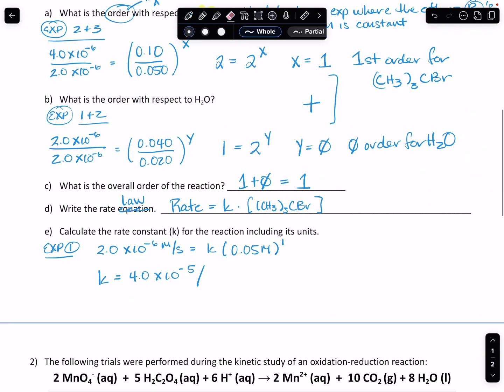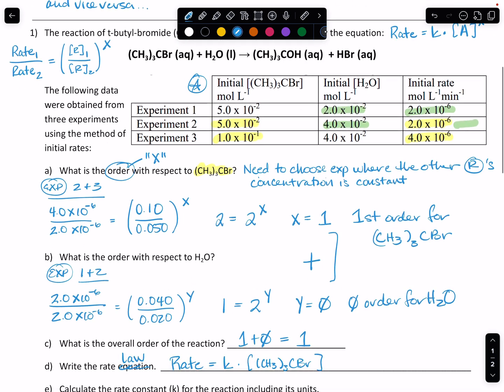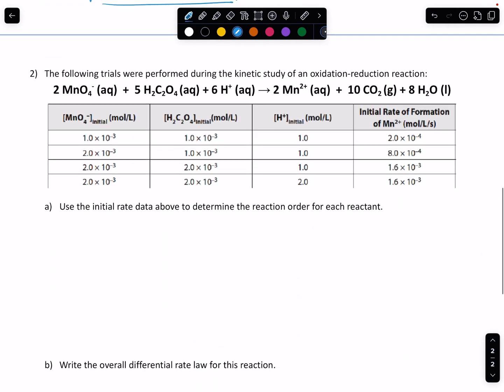Oh, wait, did I mess my rate up? Yes, this rate should be molar per minute. So I'm going to be left with 4.0 times 10 to the negative 5th per minute as my value for K. All right, now I could be given initial amounts of my reactants, and now that I know K, calculate what the rate would be for those amounts of reactants. All right, so once you determine K for a particular reaction at a particular temperature, it's good for any initial amounts of reactants that you may have.